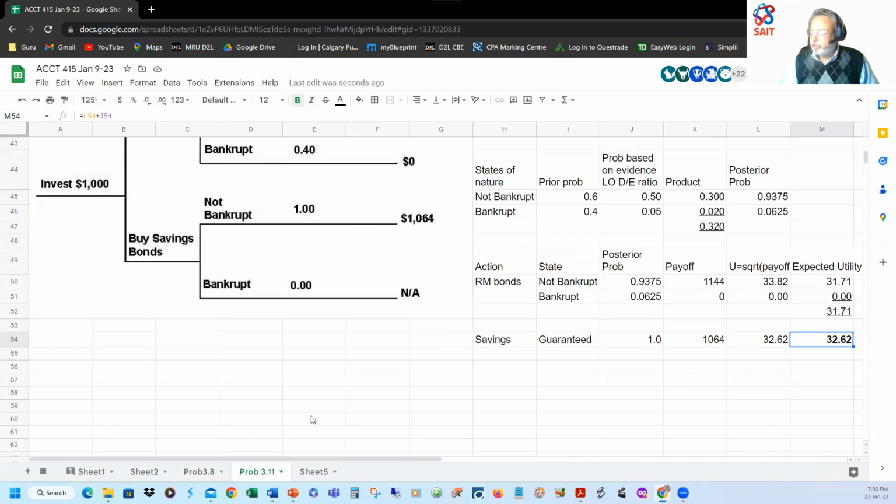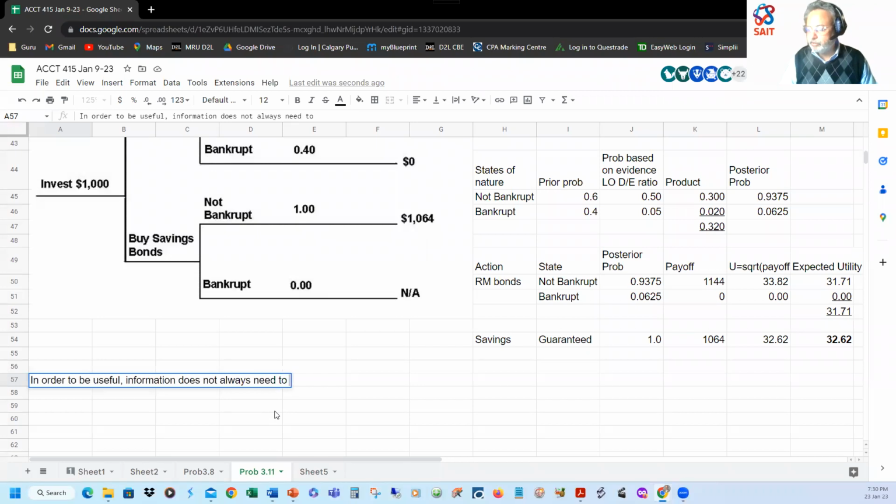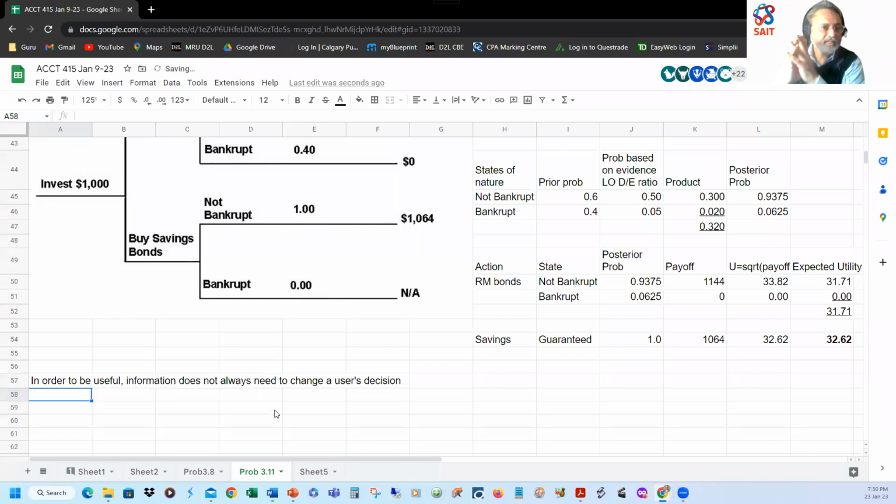So something important to note about information. In order to be useful, information does not always need to change a user's decision, right? Look, Marie is not a newbie, as I said. Marie has experience investing in bonds in the past. So the fact that her starting prior probabilities were not like, I don't know, 50-50, she did have a more refined expectation about the risk of bankruptcy, right? For her, it was 60% not bankrupt, 40% bankrupt. So an individual user will not always be naive. They may have some prior experience. And based on prior experience, their prior probabilities might be different from 50-50.